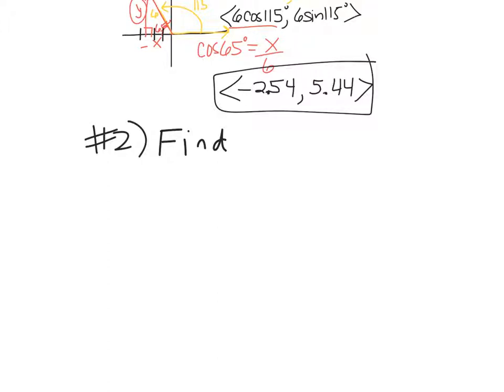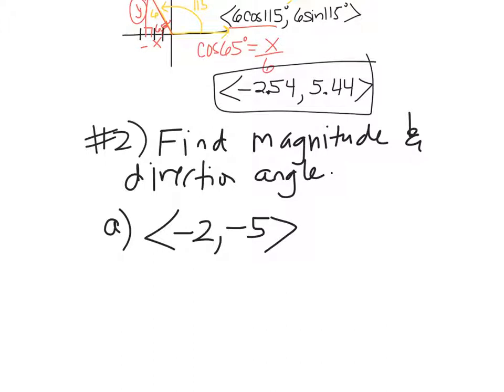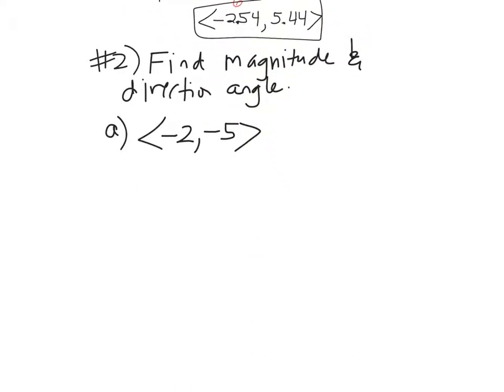Find the magnitude and direction angle given a vector. So let's do this. Let's do 2 of these. Let's do one that is negative 2, negative 5. Let's do this one. This is going to be in quadrant 3.